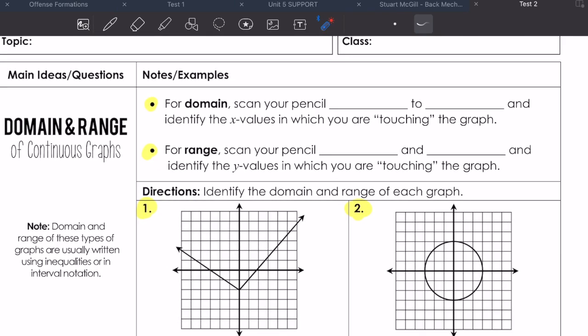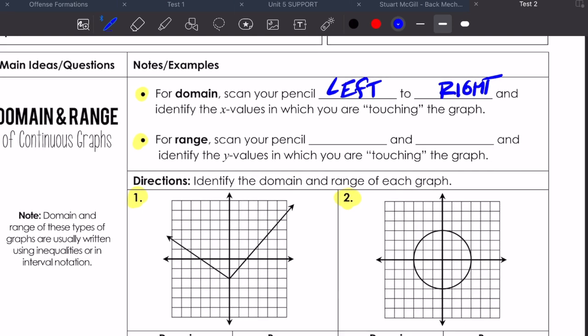When we're looking at a graph for continuous graphs, all right, when we talked about continuous, it's lines that are connected. There's no holes in them. For continuous graphs, you can find the domain. Remember, domain is x value. So the easiest way to find the domain is to scan your pencil from, oh, I did it in blue, so let's do it in blue. From left to right and identify the x values in which you are touching the graph.